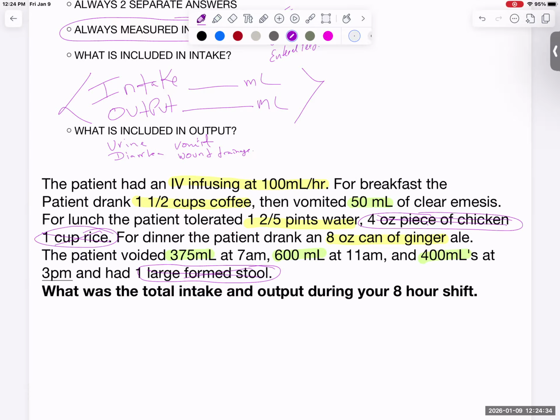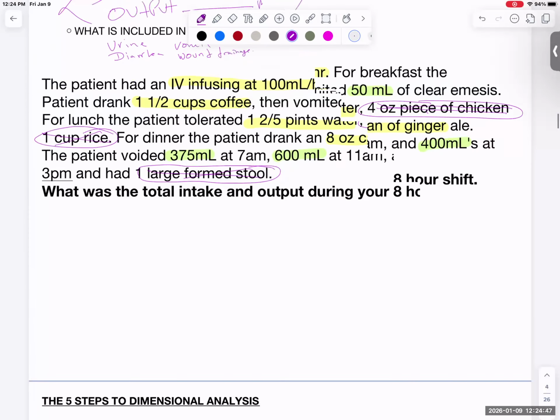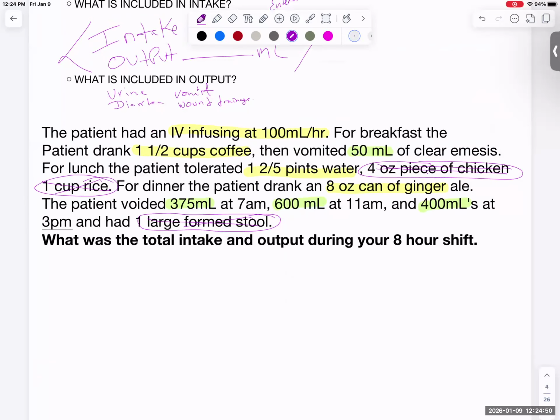So that brings me to the question. This is a great example of what an intake and output question may look like if it were on your exam. So the question asks, what was the total intake and output during your 8-hour shift? So I want to just start with the IV fluid first.